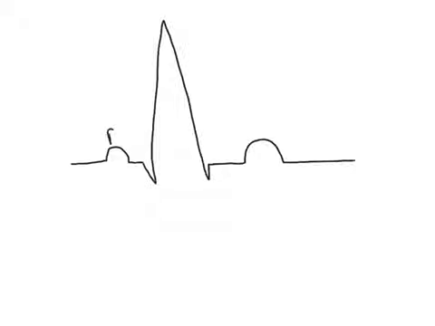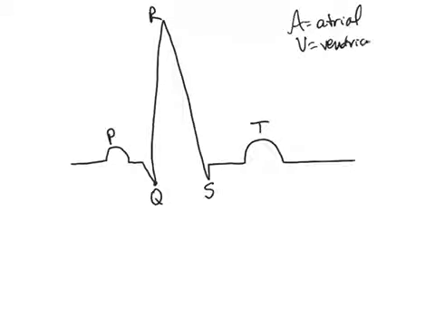So this first peak is P. This mark right here is Q. Top is R. This is S. And this is T. When we look, those letters don't actually stand for anything, so you don't have to figure that out. But I will abbreviate a little bit. A is going to equal atrial. V equals ventricular. D equals depolarization.